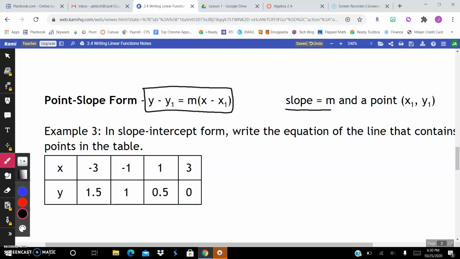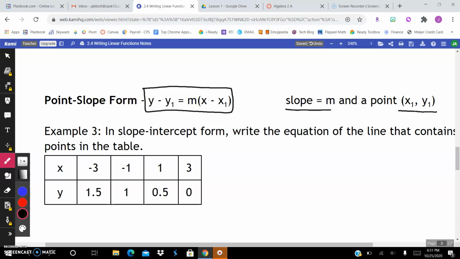The slope is m, just like in mx plus b. And then the point, an ordered pair that we pick, would be the x1 and the y1. So notice it's called point slope form. It's because we can write this form given a point and a slope.